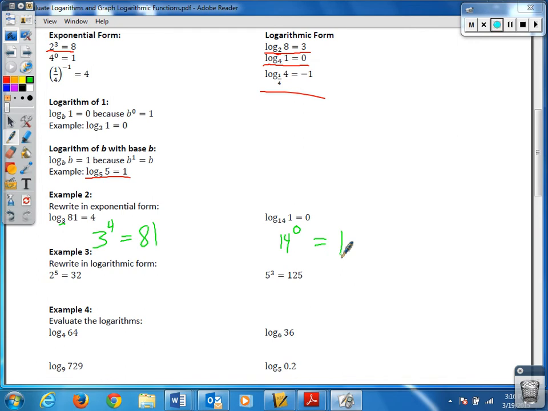Rewriting in logarithmic form, we're just going to go the other way. So the base of the power is now the base of the logarithm. So we have the log base 2 of the answer to the exponential equals the power. On the right side, the log base 5 of 125 equals 3. Again, because 5 to the third power equals 125.